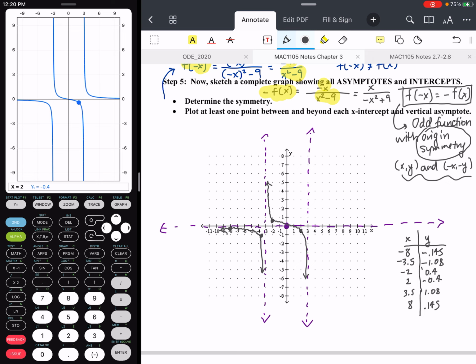And then out to the right, 3.5 and 1.08. So just a hair above 1. And then 8 and 0.145, just a hair above 0, and skate along these asymptotes. Okay, so there's a sketch of my graph.